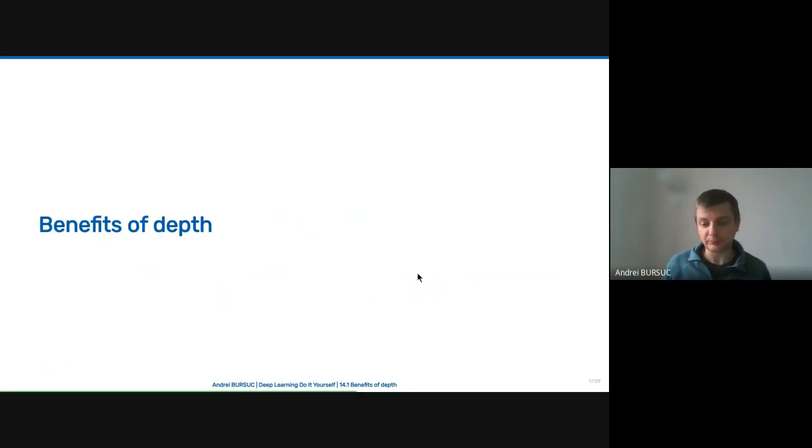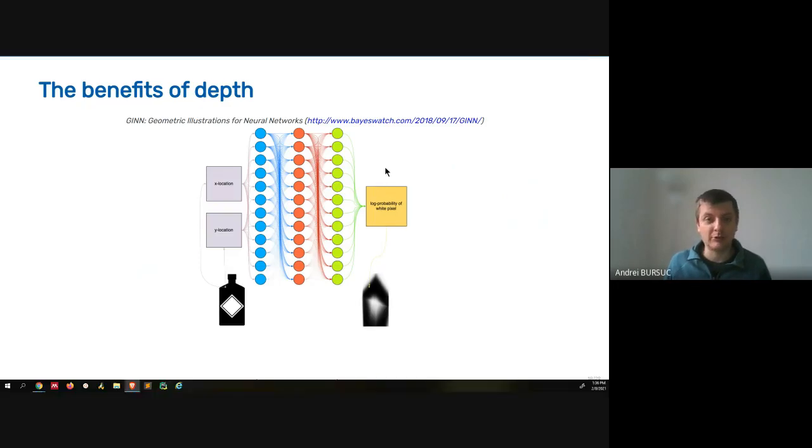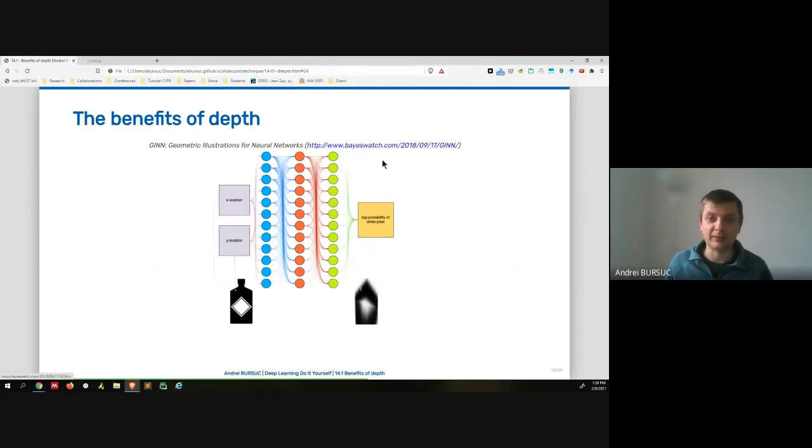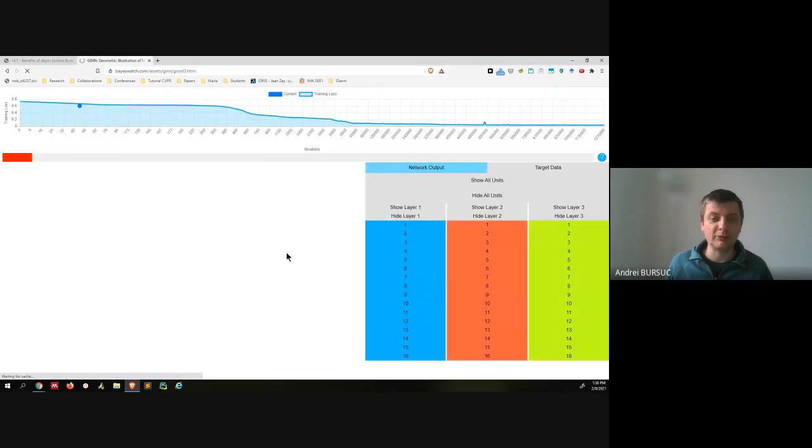So going into more concrete benefits of depth, I will start with a visualization from this really nice script that you can find at this URL here. The problem here again might seem quite trivial, but it helps to better understand what we have at hand. So here, well, I'm just waiting for it to load.